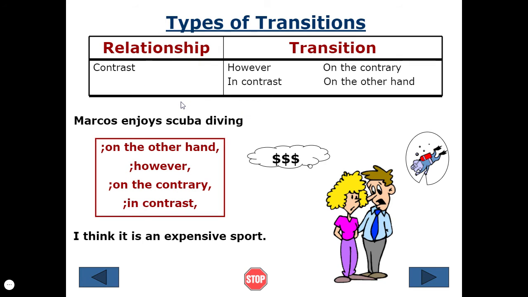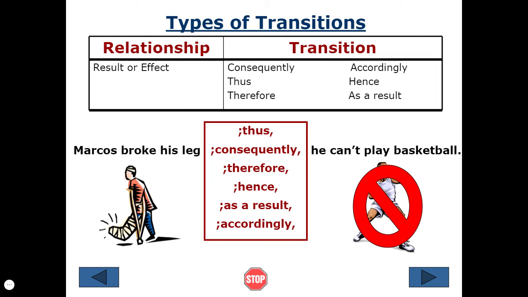Okay, you can also use ones that create a relationship of contrast. So, however, in contrast, on the contrary, on the other hand. These are really great when you're talking about counter arguments, the opposing side, or things that are different. Those would be the transitional words or phrases that you would want to use. So, an example of one being used: Marcos enjoys scuba diving. On the other hand, I think it's an expensive sport. So, it shows the difference between what Marcos thinks and what I think. So, those are some examples of transitions that show contrast.